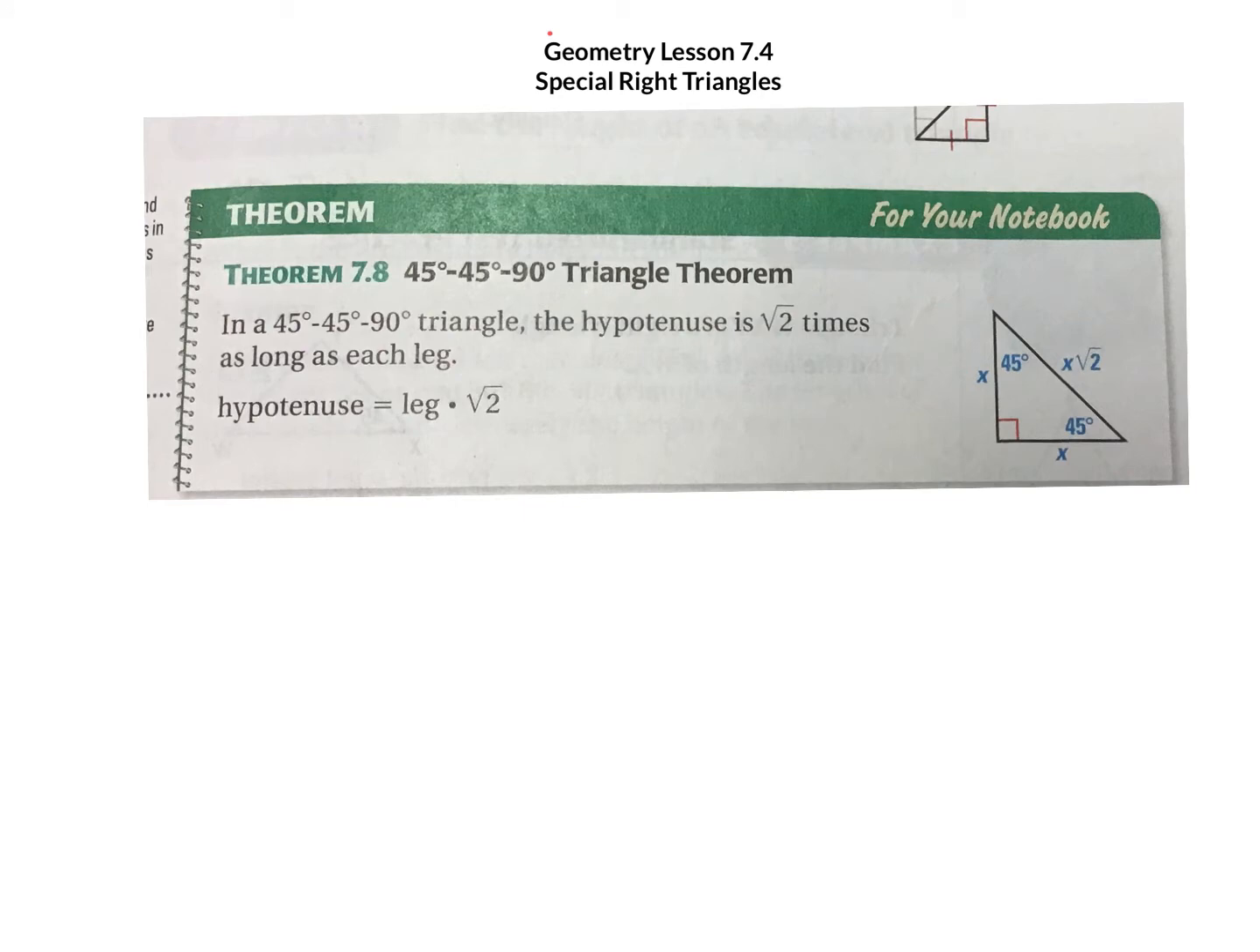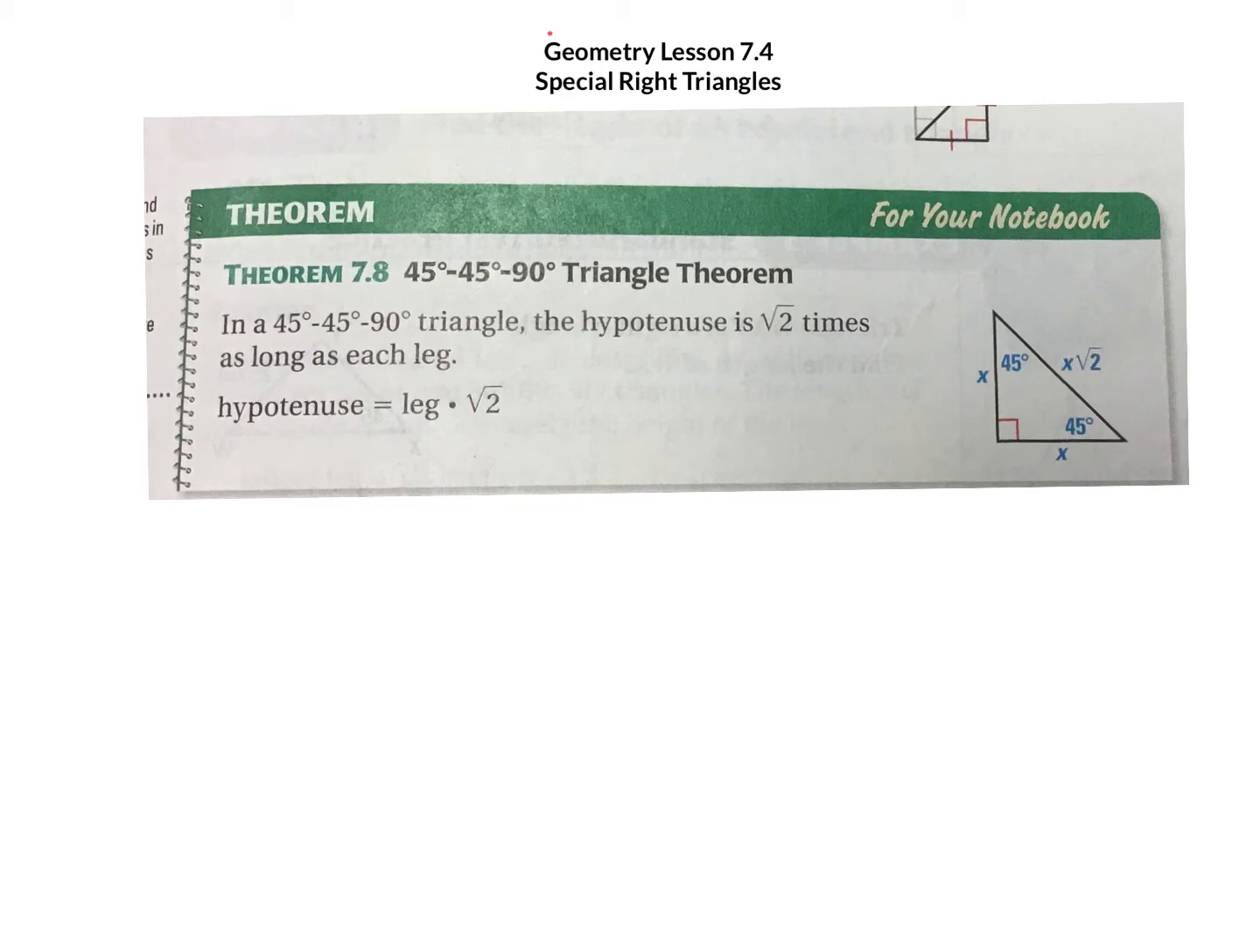All right, so let's talk about this theorem, this lesson's special right triangles. Theorem 7.8 is called the 45-45-90 triangle theorem. And it's basically stating that if you have two angles that are 45 degrees and one angle that's 90, if you see in the picture, you can see that this angle's 45, this angle's 45, and that one's 90.